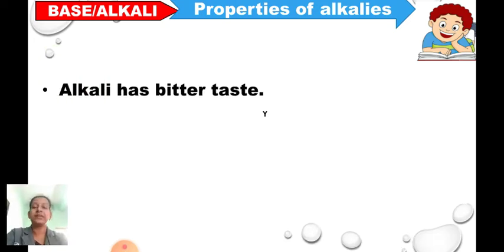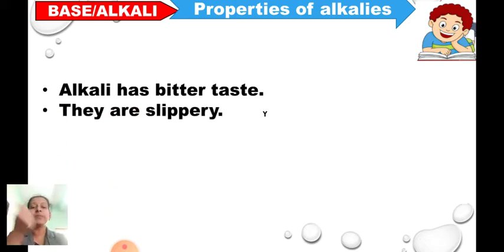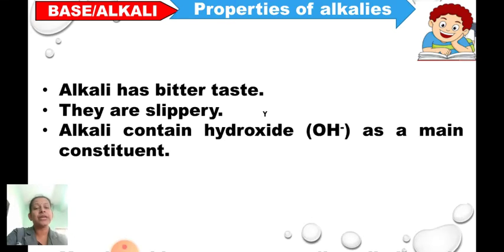You have already learned that alkali has a bitter taste. So all the bitter substances like bitter gourd are basic in nature, so they are bitter to taste. Then they are slippery or soapy to touch. Soap is prepared from sodium hydroxide. And why is it soapy, why is it slippery? It's because sodium hydroxide or potassium hydroxide is there. Therefore, remember they are slippery in nature.